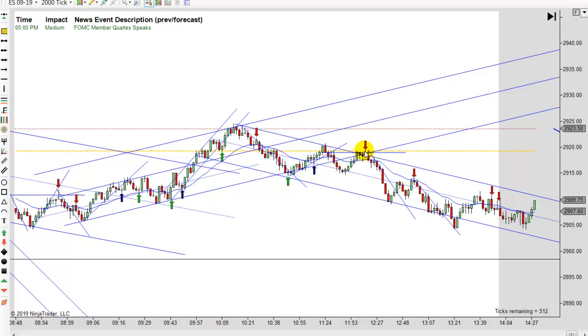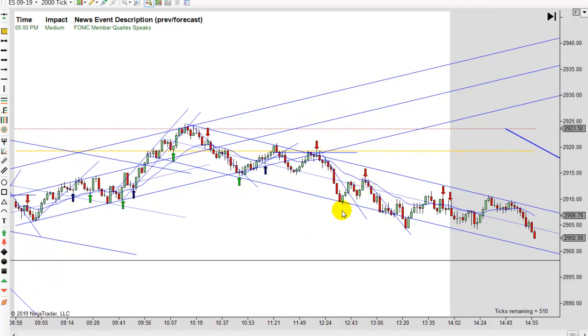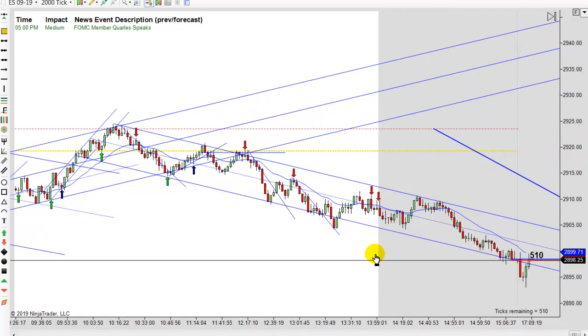Then you get another double test here. Notice you made that high. You test it once. You test it twice. On a second entry short, I like that one. Another nice move down. Second entry short right there. Notice the low. First entry, second entry, right off the EMA.